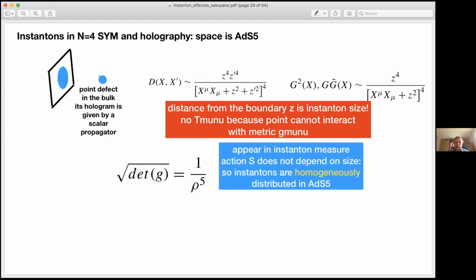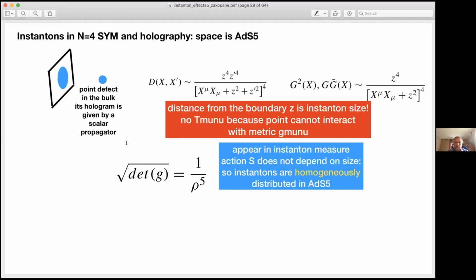Now the interaction between two instantons is also given by some powers of this combination, which was discovered by Jacques Verbaarschot, who didn't know about AdS5. So what is that combination? It's the shortest distance along geodesics in this curved space. Just a very simple meaning. A point-like object cannot interact with G-mu-nu because it cannot have any indices. And indeed, the stress tensor, quadratic in G, is 0 for the instanton. That's because it does not interact with gravity.